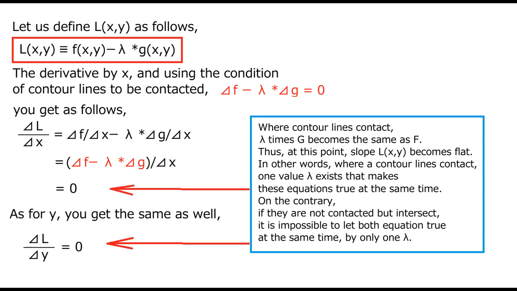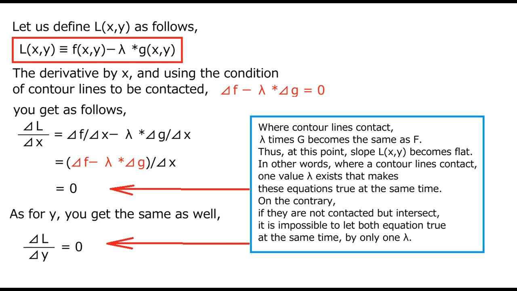Let's define a new function L(x,y) as framed in red. At a point where the contour lines of f and g contact, the derivative of L(x,y) by x becomes 0 owing to the definition of lambda, and the derivative by y becomes 0 as well. Needless to say, this 0 means the surface L(x,y) is horizontal in this small area.